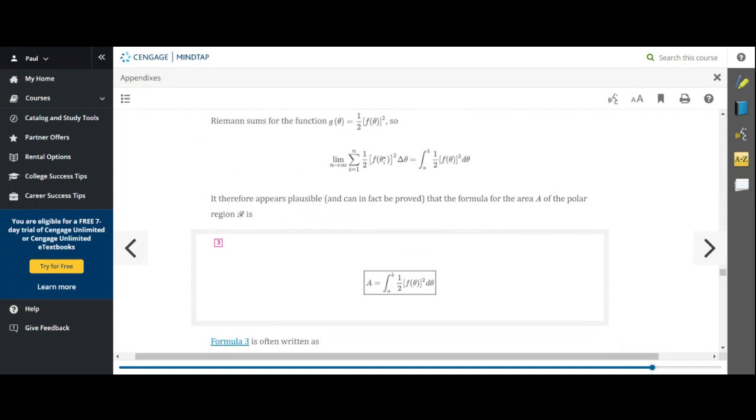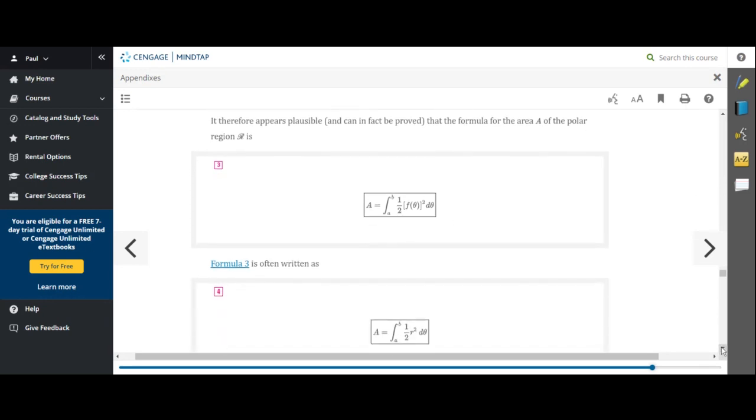So that's what we get in formula 3. Area equals the integral from a to b of 1/2 f of theta quantity squared d theta. But remember, f of theta, we set it equal to r, right? So we can rewrite formula 3 as the area equals the integral from a to b of 1/2 r squared d theta.